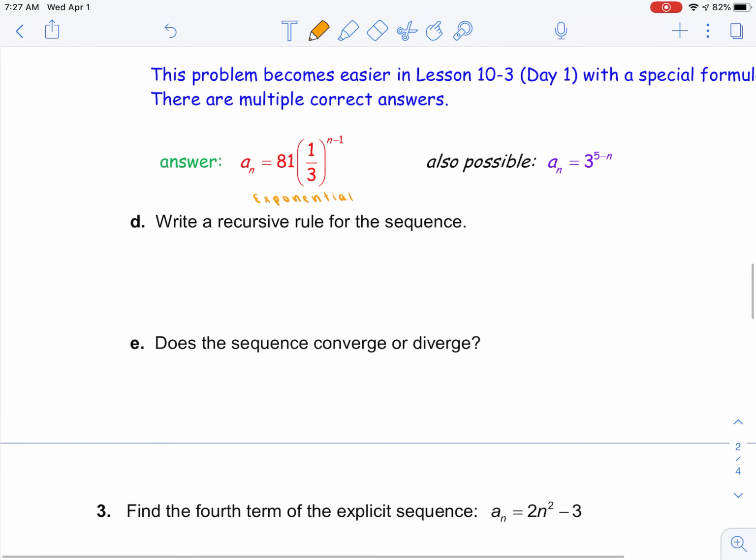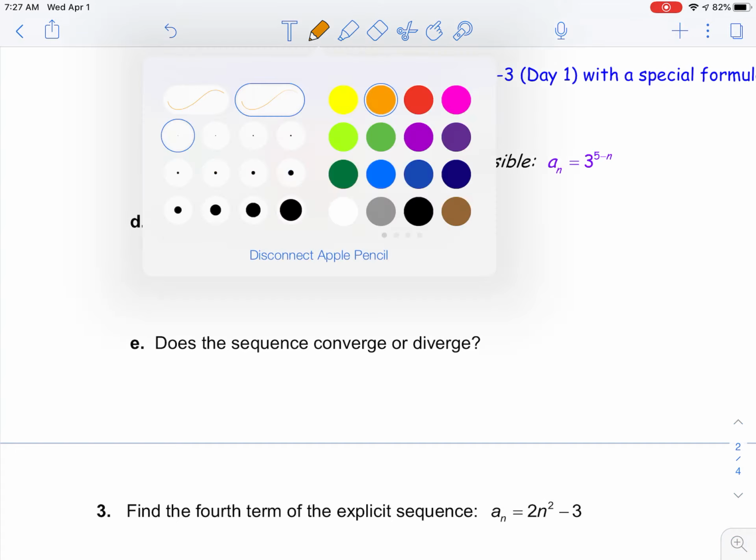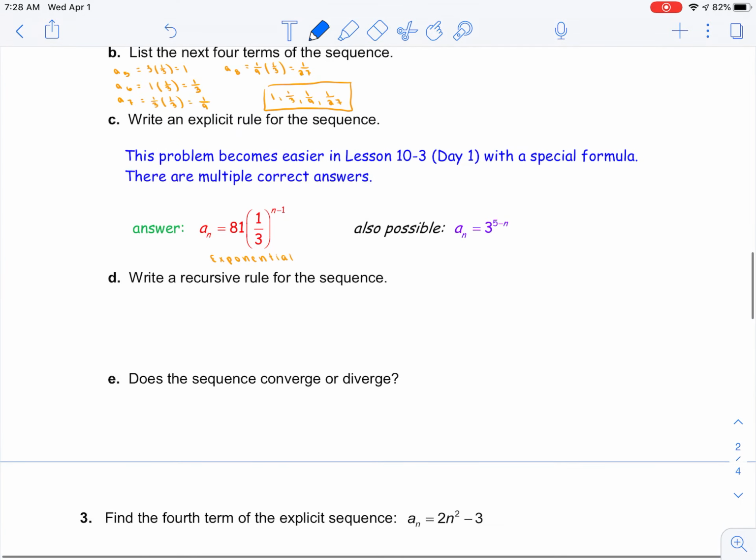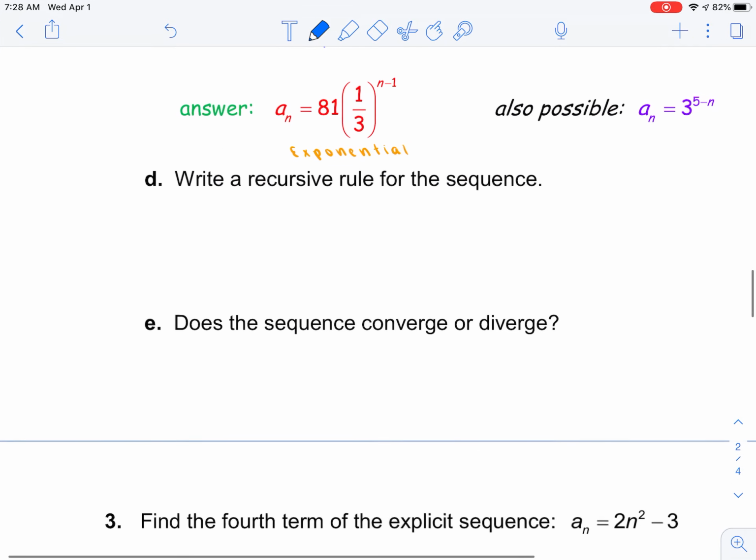What I do want to focus on, though, is writing this recursive rule and then talking about if the series or the sequence converges or diverges. So with that being said, if you want to write a recursive rule, remember what I said before. You have to write out what that first term was. So I have to say a sub 1 equals 81. Must be there.